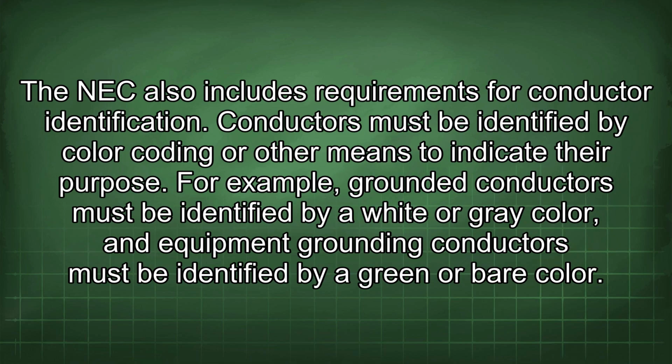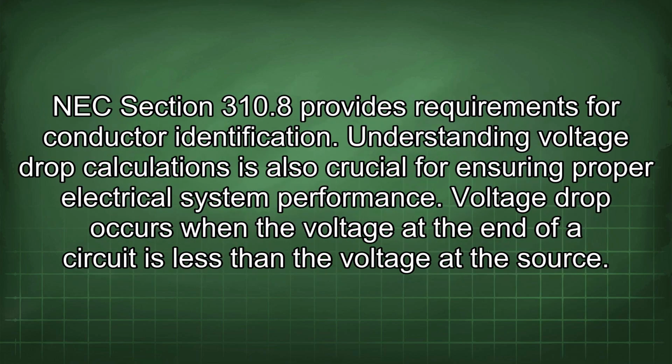The NEC also includes requirements for conductor identification. Conductors must be identified by color coding or other means to indicate their purpose. For example, grounded conductors must be identified by a white or gray color, and equipment grounding conductors must be identified by a green or bare color. NEC Section 310.8 provides requirements for conductor identification.